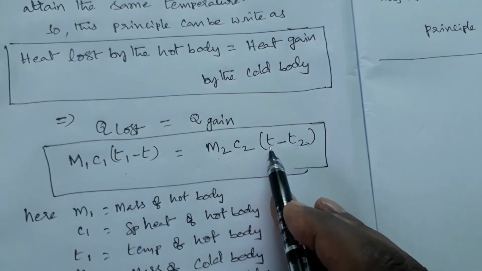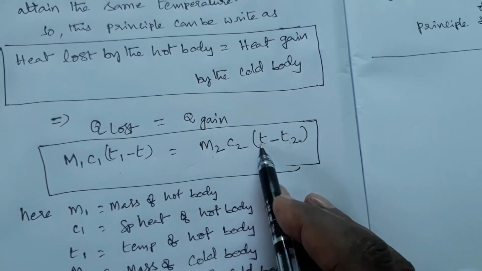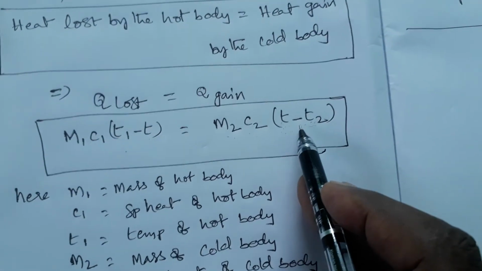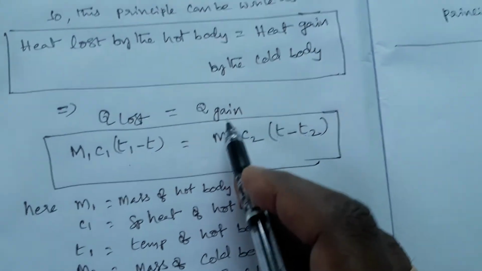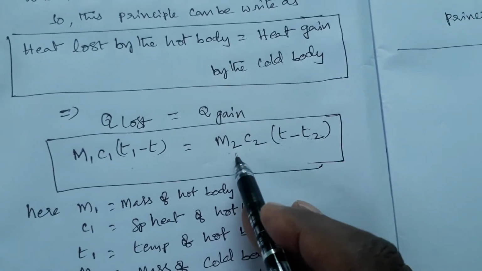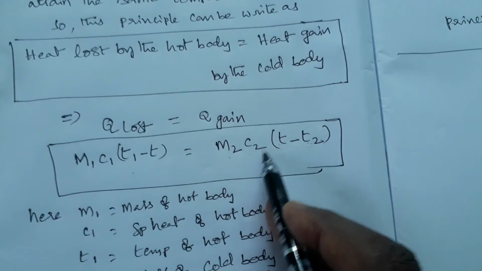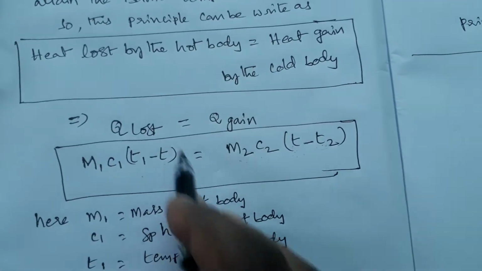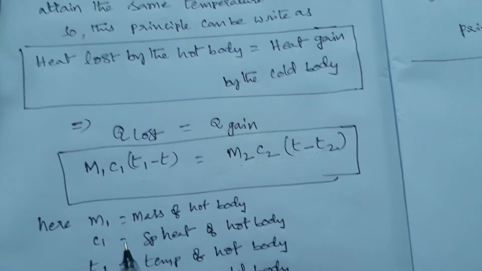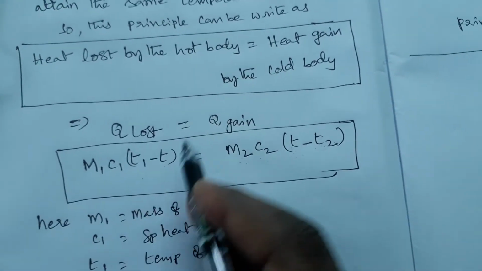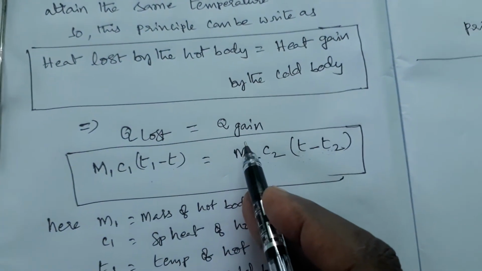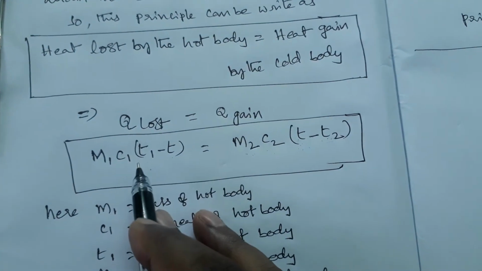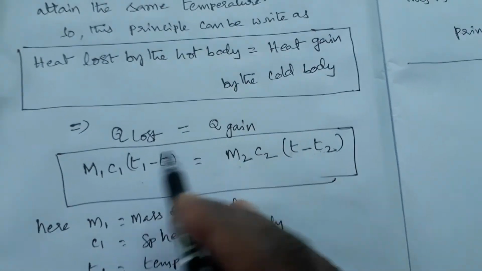Then the cold body, after mixing with the hot body, what will happen? It reaches the middle temperature. This is the temperature change taken place in the cold body. And how much heat energy is gained? mc delta T: mass, specific heat, change of the temperature. This all belongs to the hot body, this all belongs to the cold body. Both are equal. Heat lost is equal to heat gained. This is called the principle of mixture or principle of calorimeter. Heat lost by the hot body is equal to heat gained by the cold body.